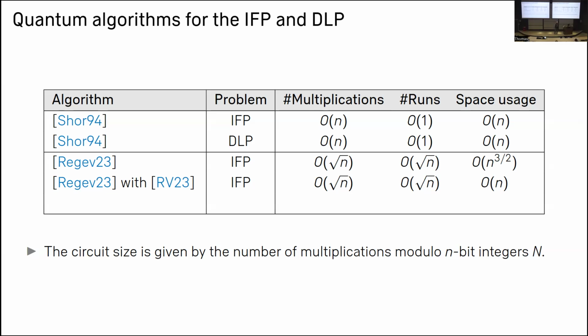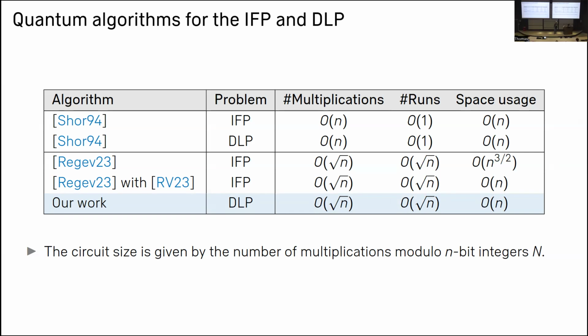And this is where our work comes in, as we have extended the algorithm to also be used to solve the discrete logarithm problem. Our extension can also make use of the space-saving optimizations of Regev and Ragavan, meaning that we have the same asymptotic advantage over Shor's discrete logarithm algorithm as Regev's algorithm has over Shor's factoring algorithm.